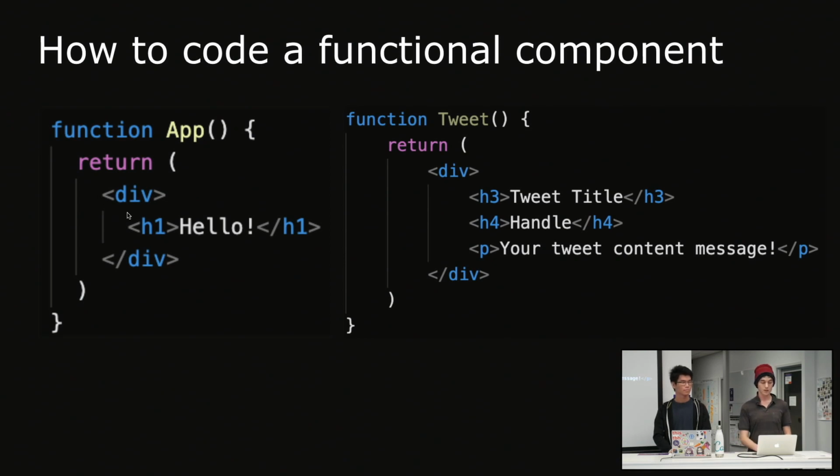But pretty much the only condition that has to be met here is that anything you put in here has to be surrounded in a larger tag. So in this small little app we have here, this will just be returning hello to our web page. If we think about a tweet component, we have all this area here, right? However, the tweet title, the handle, and the content message wouldn't work if they weren't surrounded by this div area here.